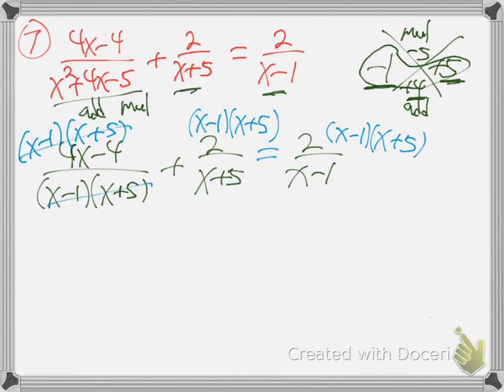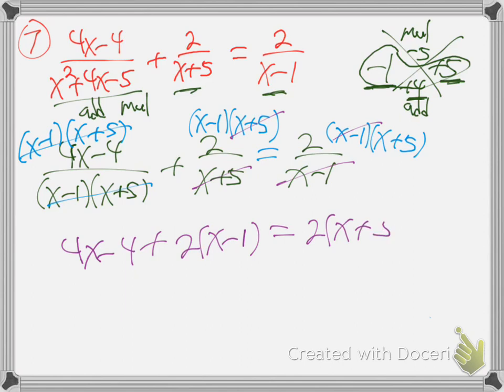Cancel, cancel. So that brings down just 4x minus 4. Cancel, cancel. 2 and x minus 1 come down. Cancel, cancel. 2 and x plus 5. Notice all denominators are gone. So we have no more fractions. That's nice. That's why we multiplied through by the common denominator. Because we have an equal sign, we're allowed to do the same thing to the left and the right. Multiply by that common denominator.